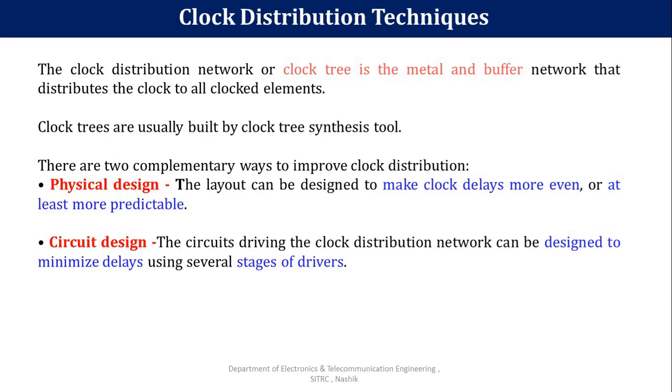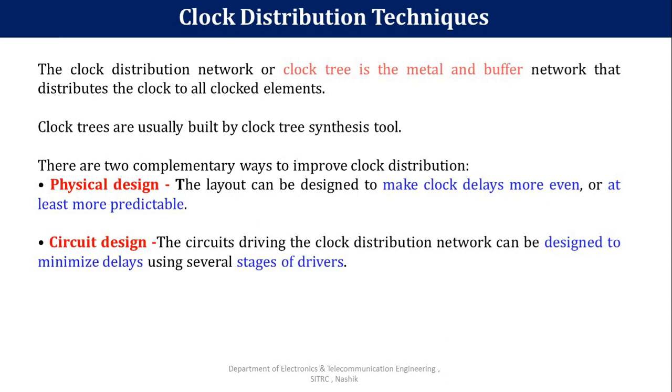Now, what are the ways to improve these clock distributions? There are two complementary ways to improve the clock distribution. First, physical design. Second, circuit design. In physical design, a layout can be designed to make the clock delays more even, or at least more predictable. We have to implement the layout in such a way that at every stage the clock delay is even, meaning equal, or more predictable.